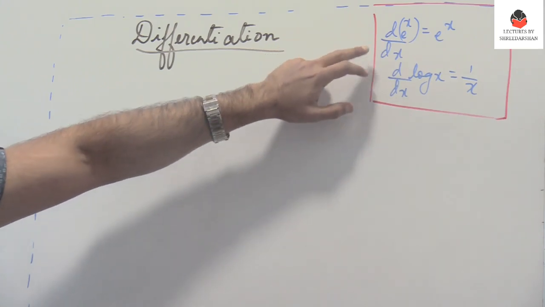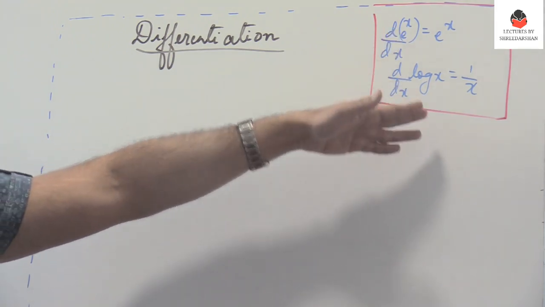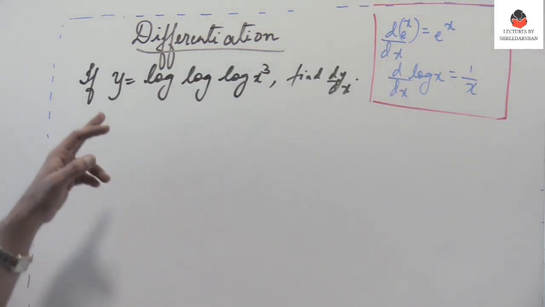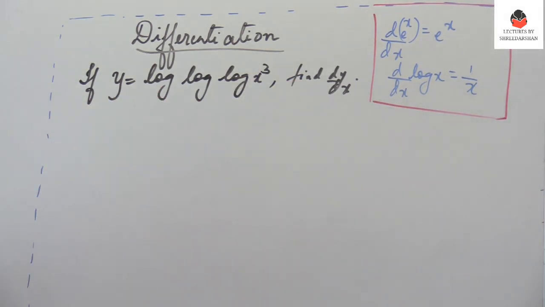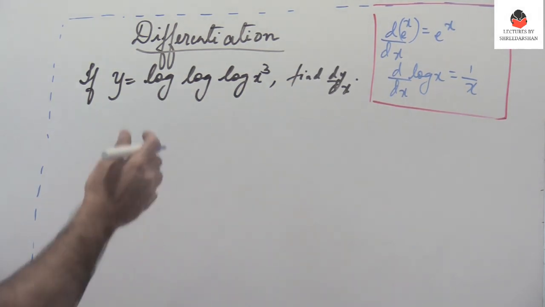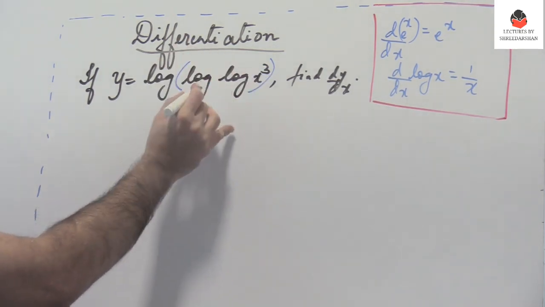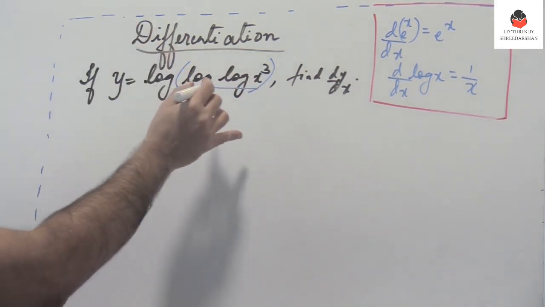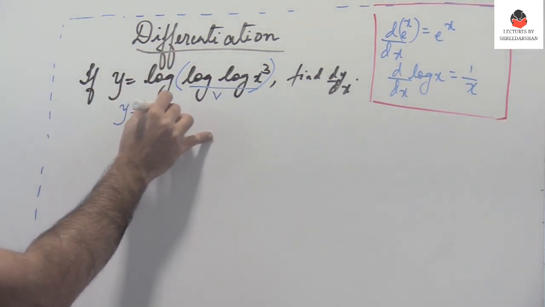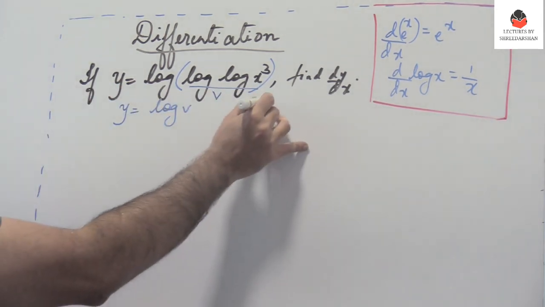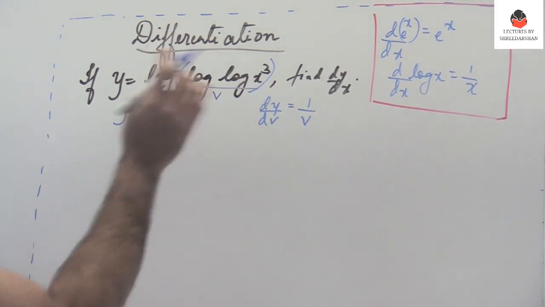So we know that differential of e power x is e power x and differential of log x is 1 by x. So first problem, if y equals log of x cube, find dy by dx. So instead of log x we have log of x cube. So we'll consider this as, let's say, v. Okay, so we have y equals log v, and we know that dy by dv equals 1 by v, right?